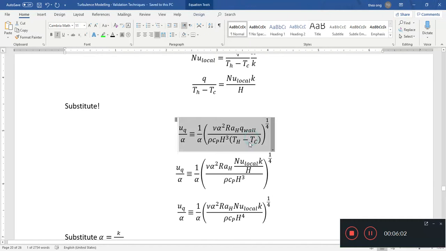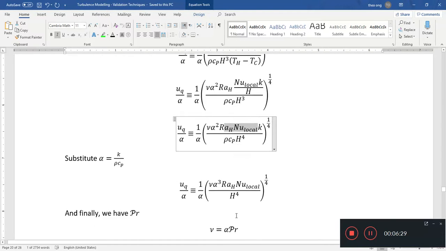So we have this equation again. I'm just going to copy and paste that into here. So I took the TH minus TC out, and we have the q wall on top, and we have it here. And we just bring the h to the bottom to make it neat. So we have two dimensionless numbers here already. So that's good. Alright, so let's tidy things up further.